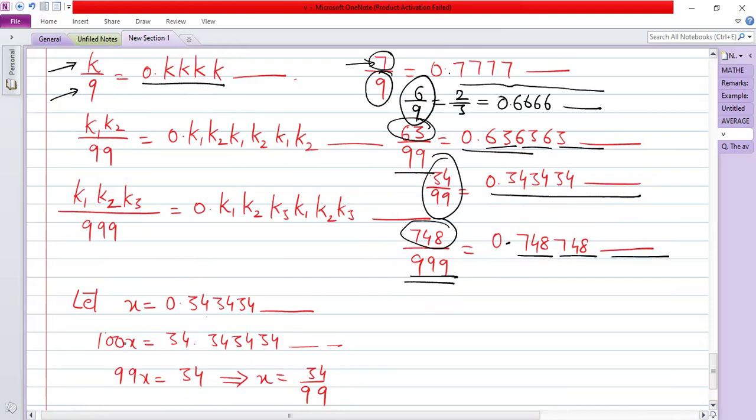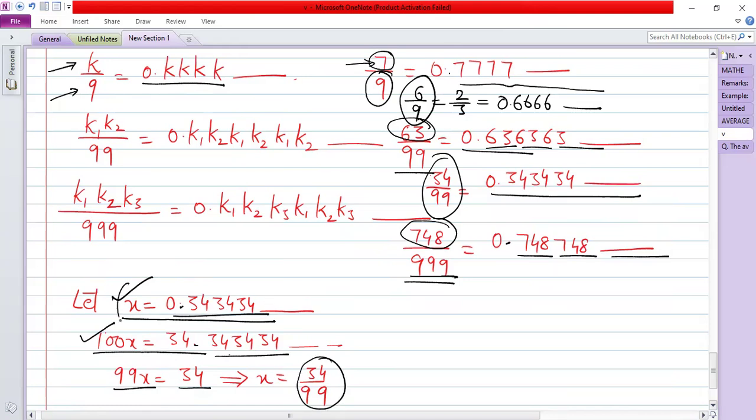The explanation is easy. Here, let x be equal to 0.343434. We will multiply both sides by 100, so that will become 34.3434. Now when we subtract the top equation from this one, we will get 99x on this side and 34 on the other side. That's why x is 34 by 99. So 34 by 99 is equal to this.